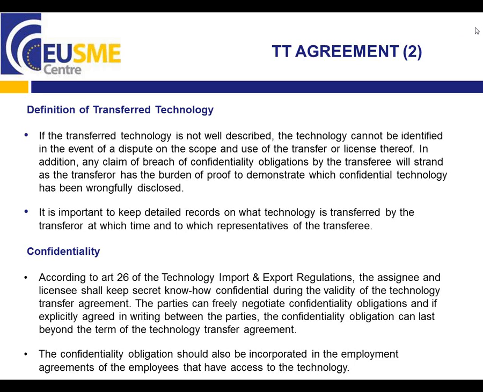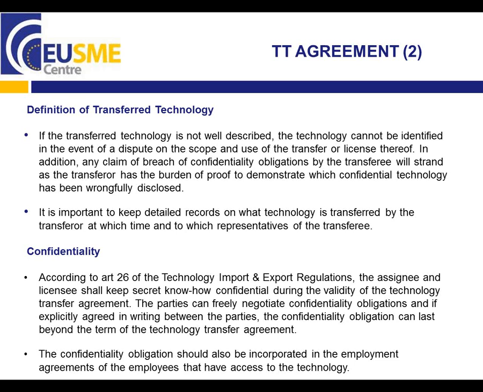Confidentiality. Confidentiality is also regulated in the regulations as an automatic right, but the confidentiality, and that's important, can last beyond the term of the technology transfer. So that is something you should always draft into it.